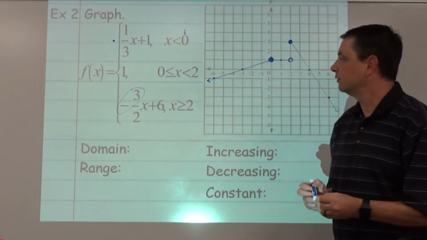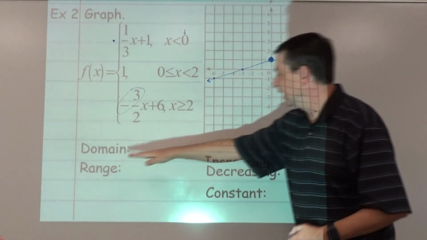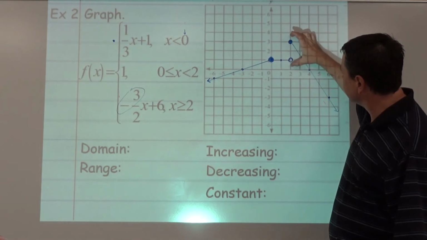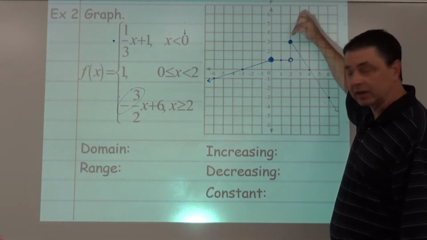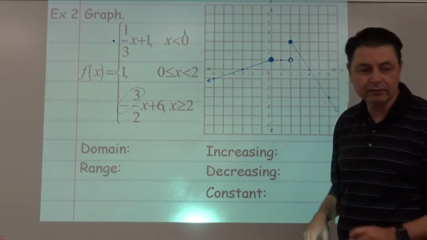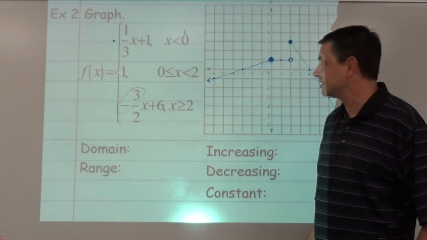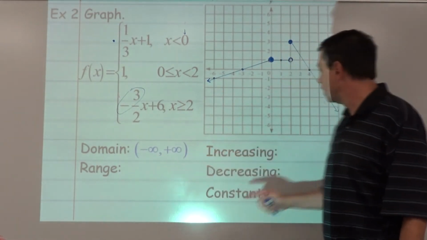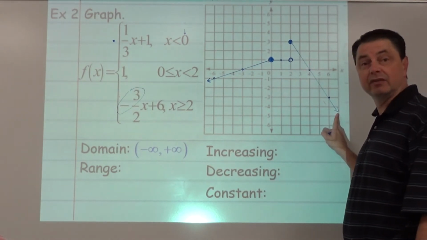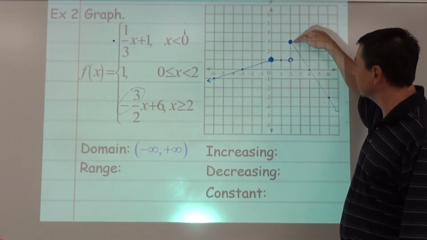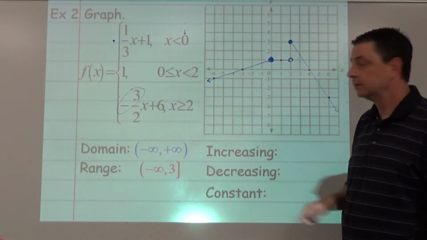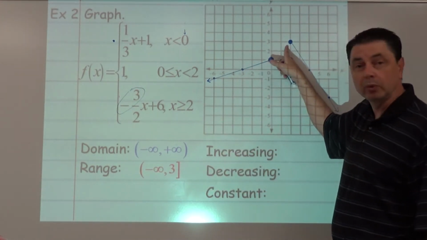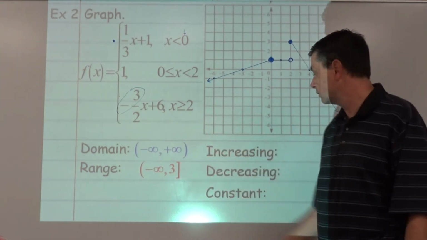And there's the graph. Now how about domain? Goes forever left, goes forever right. The only issue we had is here at 2, but we do have a closed point. So it's everything from negative infinity to positive infinity. The range, how low do we go? It goes down to negative infinity. How high does it go? 3. And it hits 3 with a closed point, so that would be a bracket. If that was an open point up there, we would have a parenthesis.